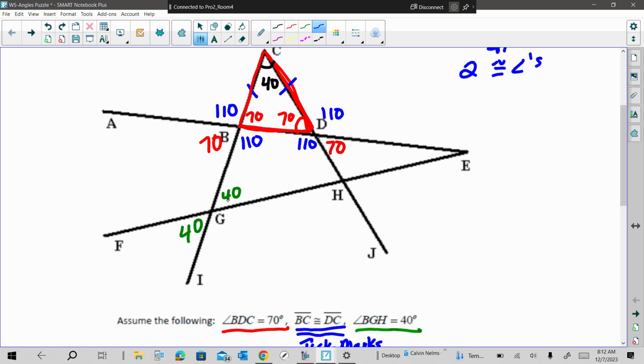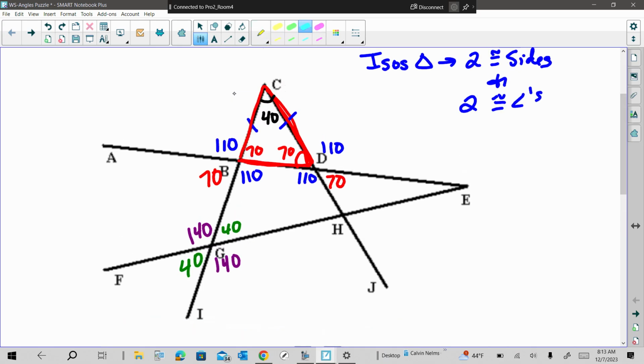Okay, same thing here. If I know I have a 40, then the linear pair to the 40 is going to be what? 140. So 140, 140. All right, now to get to our remaining angles, which are over here on the left side of our diagram, we need to see another triangle. Say that again, GCH. All right, so I'm going to focus on that triangle here, G to C to H.